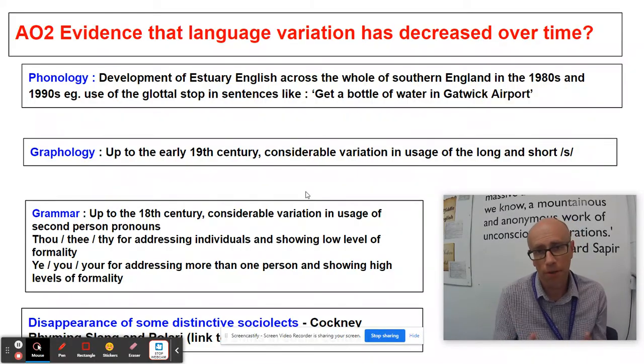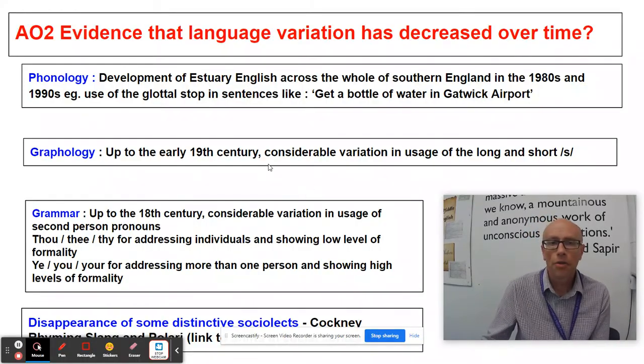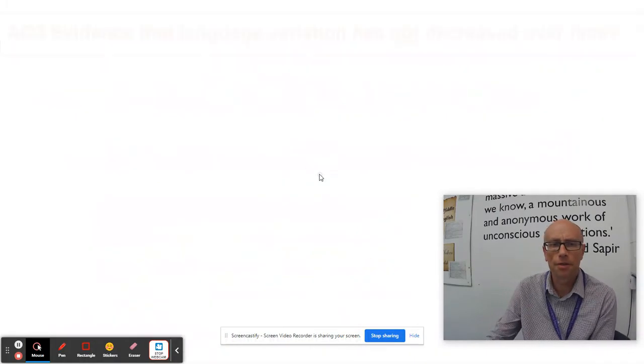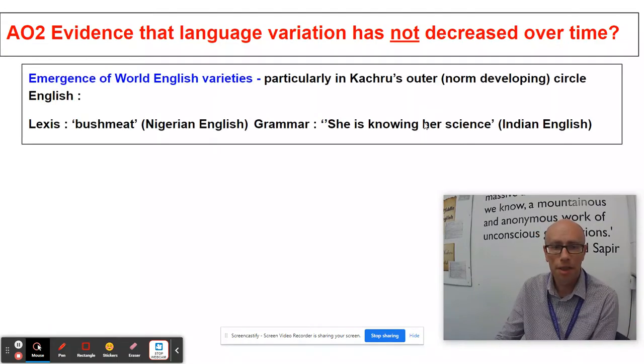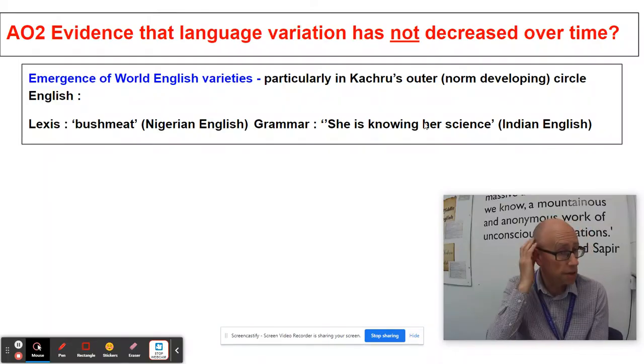Now, hopefully, by this point in the video, you are convinced that language change and language diversity are false opposites. Really, it's all part of one thing. You then need to be thinking about counter evidence, so evidence that language variation has not decreased over time. Think about World English varieties. I mean, that's probably a great place to start.